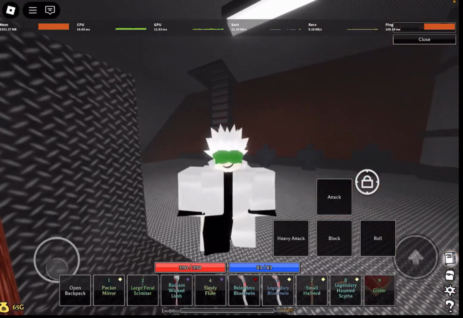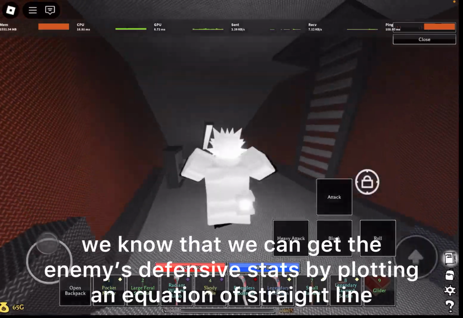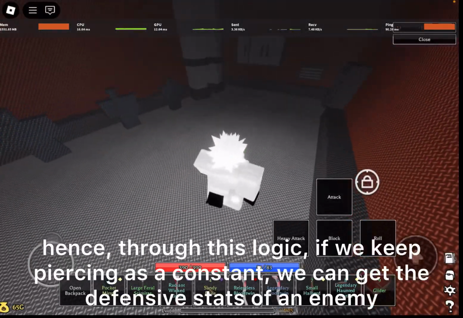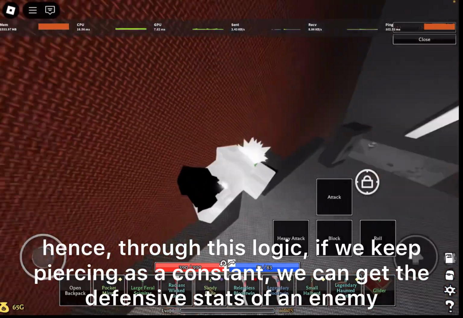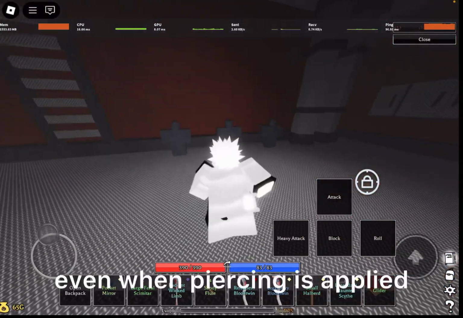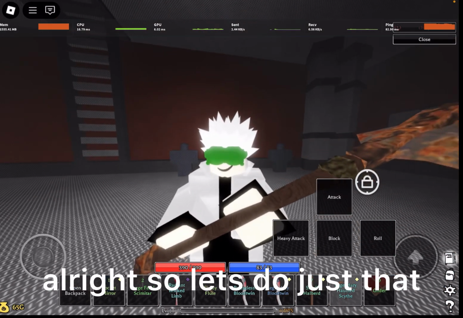So in our last video, we know that we can get an enemy's defensive stats by plotting an equation of a straight line. So, through this logic, if we keep piercing as a constant, we can get the defensive stats of an enemy when piercing is applied. Alright, so let's do just that.